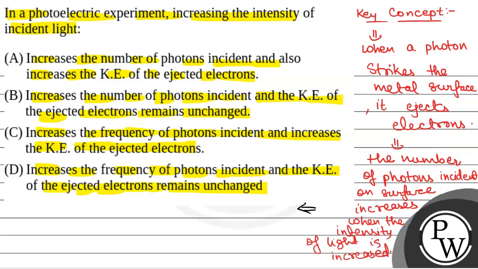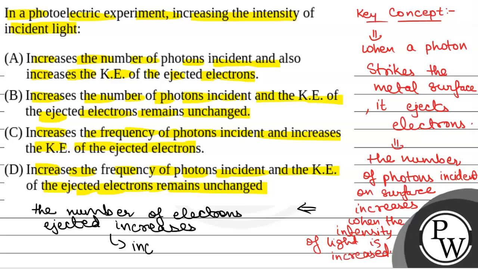So what happens? The number of electrons ejected increases, and this increase in the number of electrons ejected increases the photoelectric current. But the kinetic energy does not depend on the intensity of light.